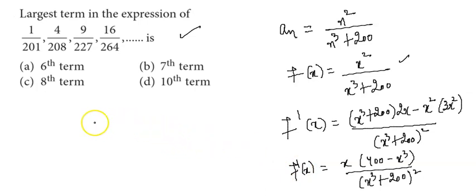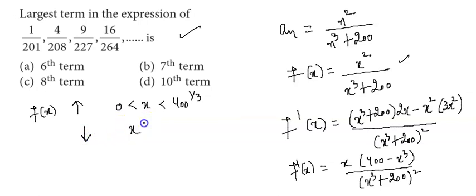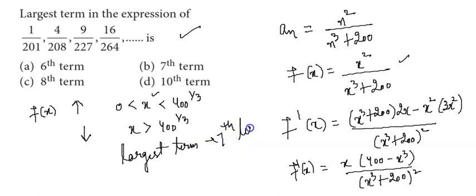This is f dash x. Now one thing is clear that this function f x is increasing when x lies between 0 and 400 to the power 1 by 3, and it will be decreasing when x is greater than 400 to the power 1 by 3. So x should be less than 400 to the power 1 by 3, so it would be 343, 7 cube. So we can say that the largest term will be the 7th term.